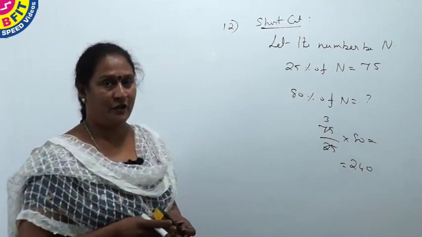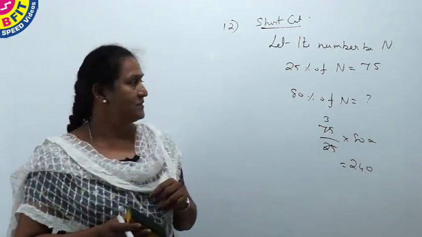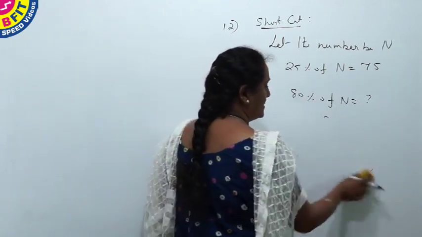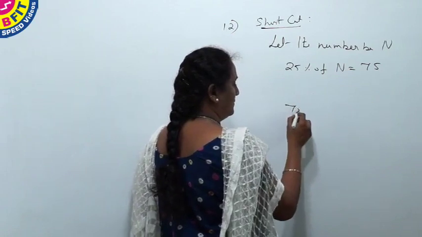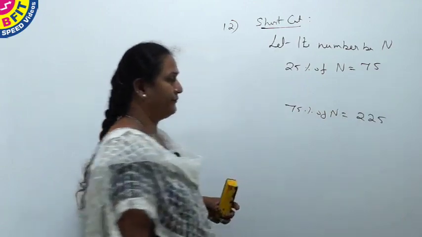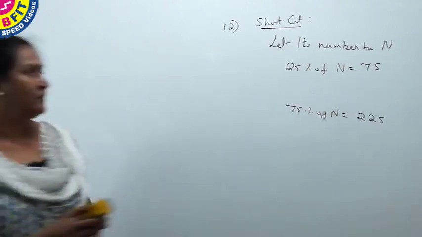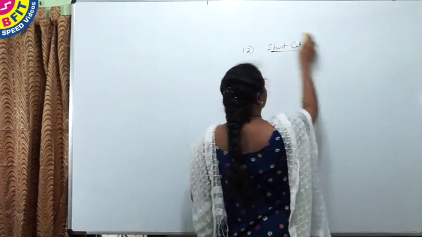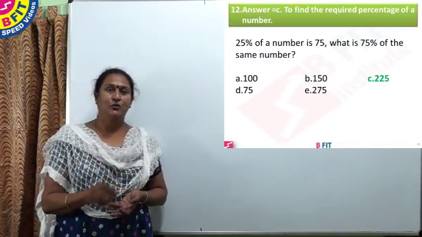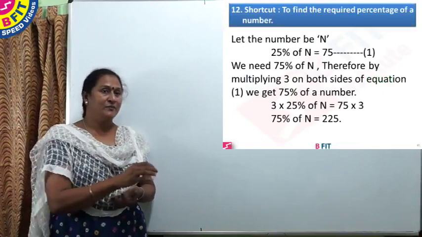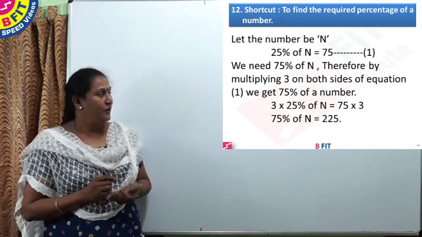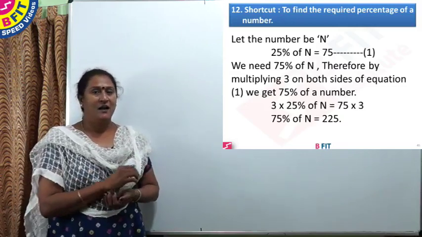So now it is 240. So it's very simple to arrive at the answer from the question itself. So here we were asked 75%, which is 225. And now the answer is option C, 225. So it's very simple. Instead of doing all the workings, that is getting the value of n and the required percentage, you can arrive at the answer from the question itself, and answer is 225.